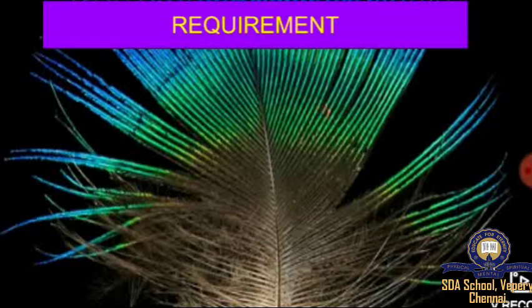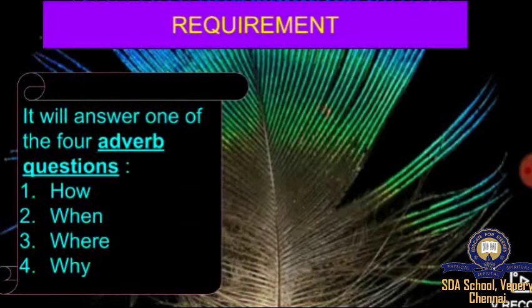Requirement number 1. It will answer one of the 4 adverb questions. So an adverb clause will answer one of the 4 questions given below. It will be answering how, or when, or where, or why. The adverb clause answers any one of these questions. So when we find them having a subject and a verb, you can easily find them answering any one of the questions.